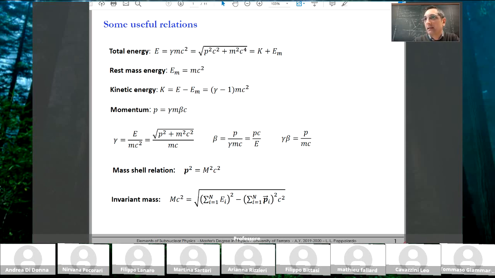And then you can also take the product of the two, and you get this gamma beta is equal to P over mc. And then finally, we also derive the mass shell relation, where the square modulus of the four momentum is given by the square of the mass, essentially, and the invariant mass for a system of n particles, which is the square root of the total energy squared minus the total three-momentum squared.